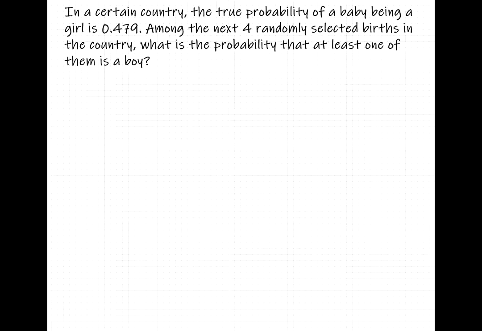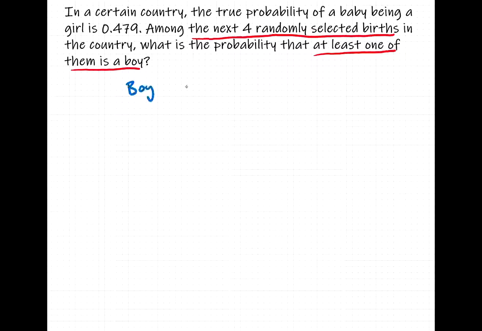All right, so at least at first glance, this seems like a situation where we want to use the complements rule of probability. And the reason is, among the next 4 randomly selected births, we need at least one of them to be a boy. Now, at least one means one or more. So let's look at the possible scenarios.